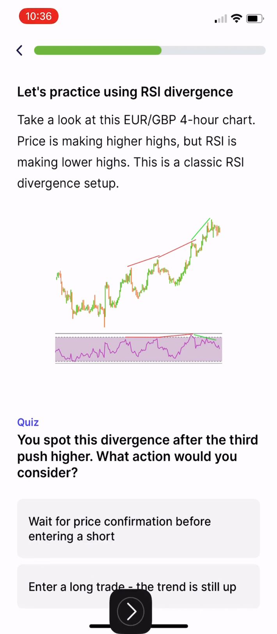Let's practice using RSI divergence. Take a look at this EUR/GBP 4-hour chart. Price is making higher highs, but RSI is making lower highs. This is a classic RSI divergence setup. Quiz: you spot this divergence after the third push higher. What action would you consider?